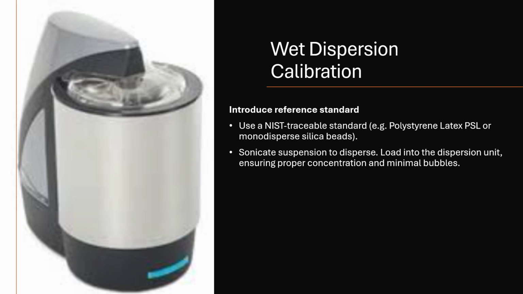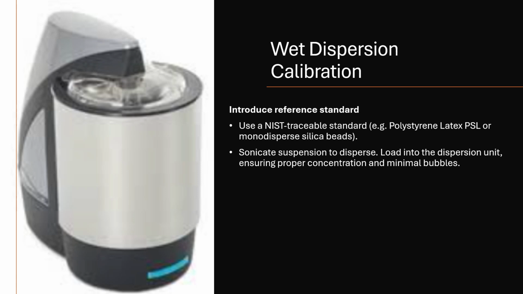These NIST traceable standards provide a known particle size distribution, because it's a NIST traceable standard, so there will be a certificate with the known particle size, right? And when you sonicate this polystyrene latex, it breaks up agglomerates, ensuring that only primary particles are measured. The distribution of those particles after sonication will be accurate, so it will measure those primary particles. Avoiding bubbles is critical, as air bubbles scatter light in a way that can mimic or mask actual particles.